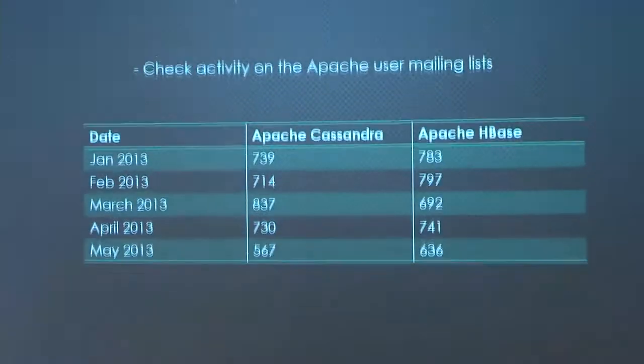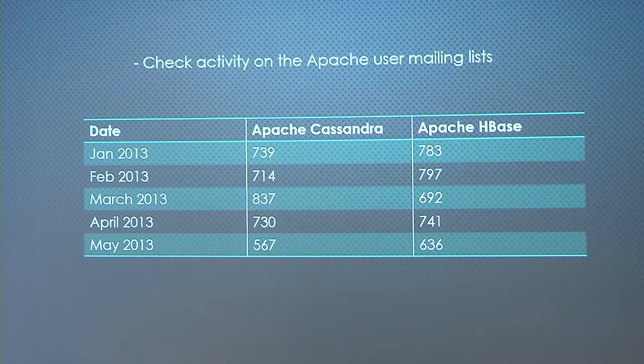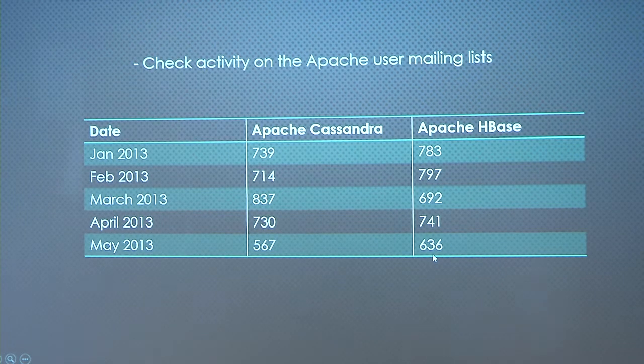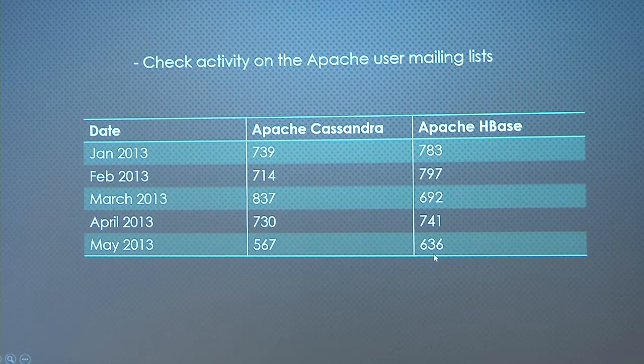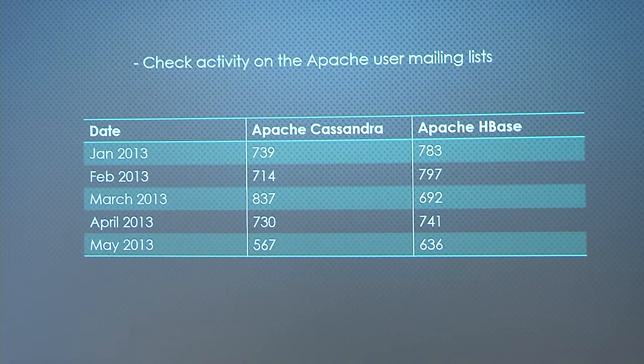Another thing you can do to decide which database you're going to use, to do your due diligence, is go to the Apache user groups. This is the activity on the Apache user mailing list. You can see that in May 2013, there were about 567 messages on the Apache mailing list, and HBase is somewhat similar. So these two databases are kind of neck and neck right now, right? How would we go a little bit deeper to pick one?